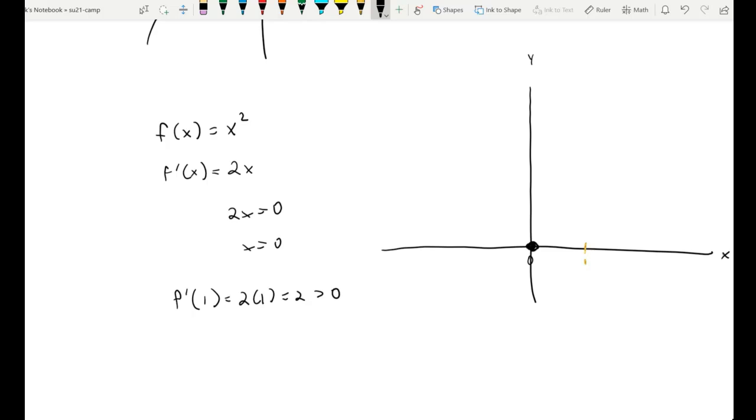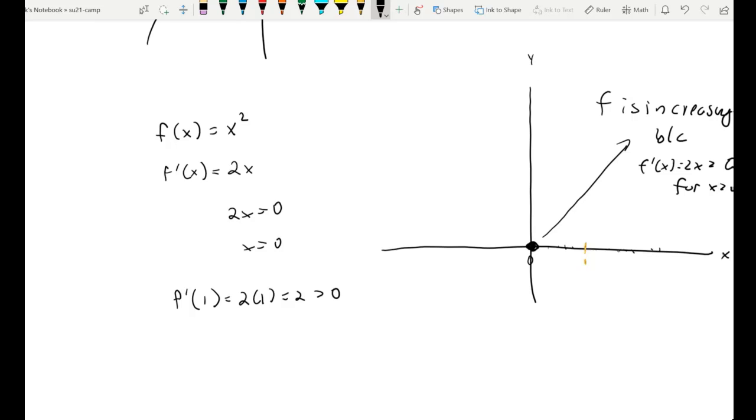So if the derivative is positive at 1, what does that say about the function at 1? Well, it tells us that it's increasing. And this would be true for any point to the right of 0. If you plug that point into your derivative, you're going to get a positive number. So we know that f is increasing to the right of 0 because f prime is positive for x's which are positive.